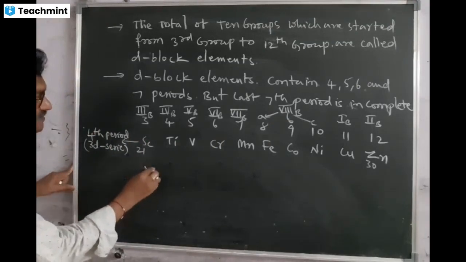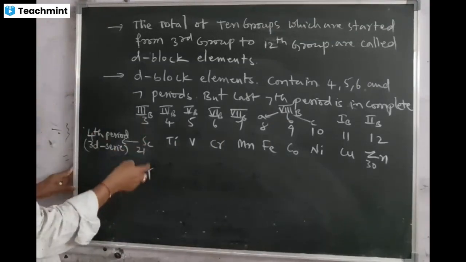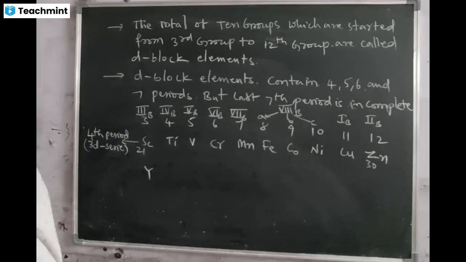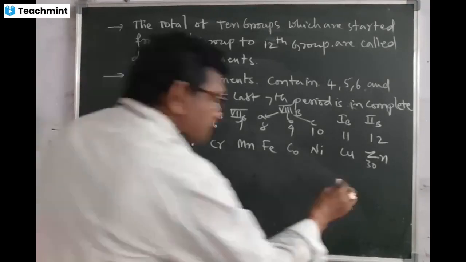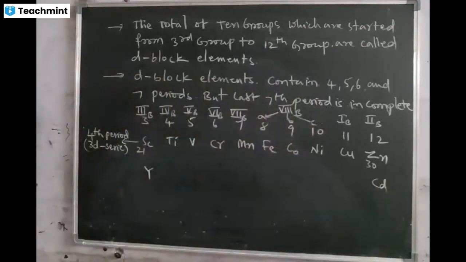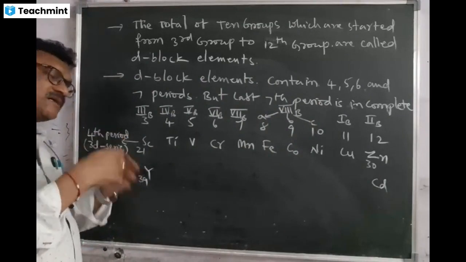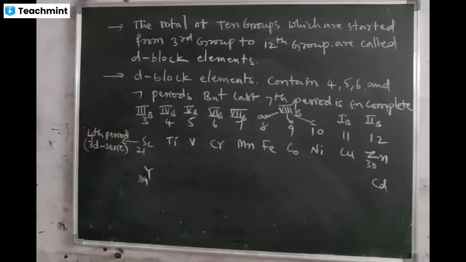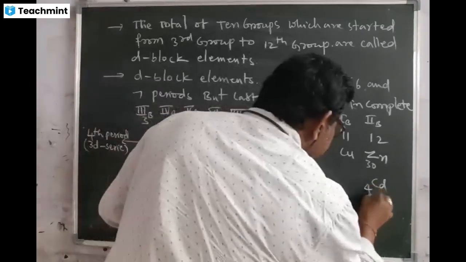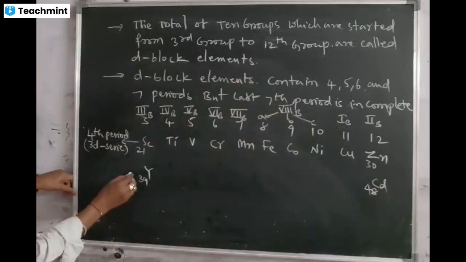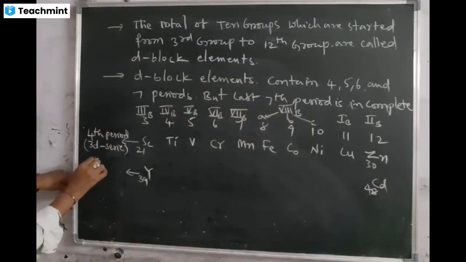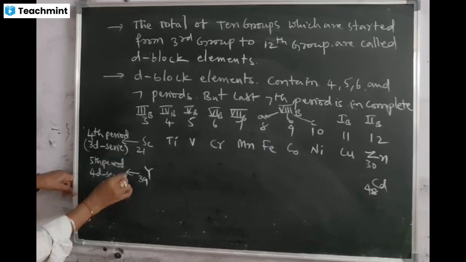In third B, the next element after scandium is yttrium, and the last element is cadmium. I write the atomic numbers here for your future purpose. You should practice, and it will come in your higher classes. Cadmium is atomic number 48. This series we call fifth period and 4D series. Try to remember this.